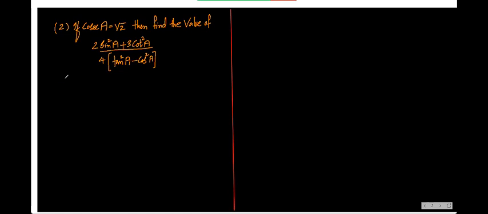Come on, see the solution. So cosecant A value is root 2 here. If you know one angle, you can use it and easily find out the remaining values.